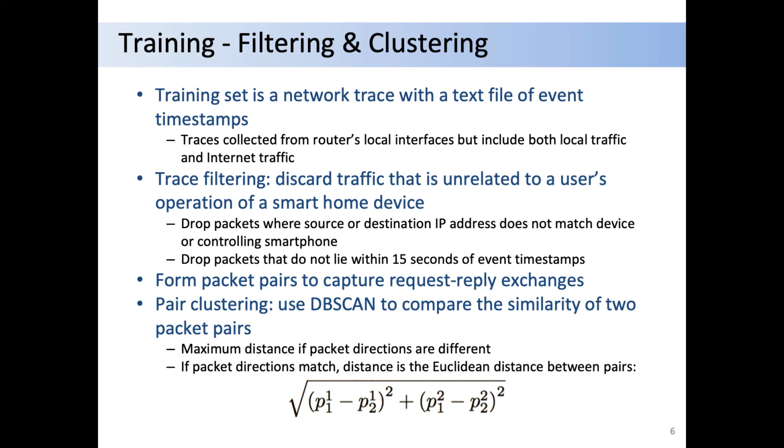And then if the packet directions match, we're going to use this Euclidean distance measure to get the distance between pairs. So here, the P refers to the actual packet length, and P of ij would refer to the ith element of the pair j. So in this case, you can see the first element of pair 1 is compared to the first element of pair 2. In this case, it would be a request. And also the distance of the second element of pair 1 and the second element of pair 2, which would be the reply.